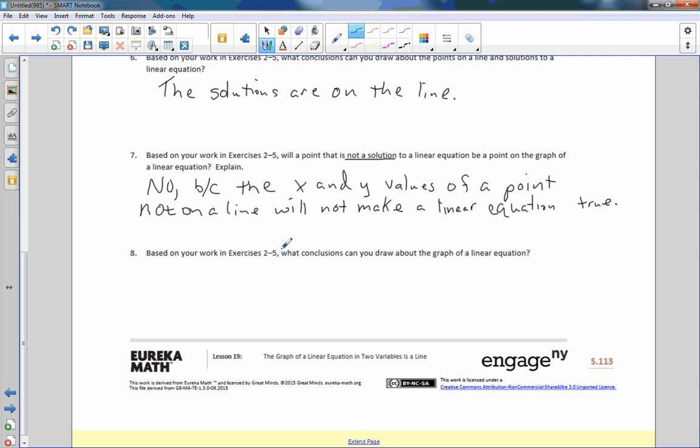8. Based on your work in exercises 2 through 5, what conclusions can you draw about the graph of a linear equation? Every point on the line is a solution to the equation. Okay.